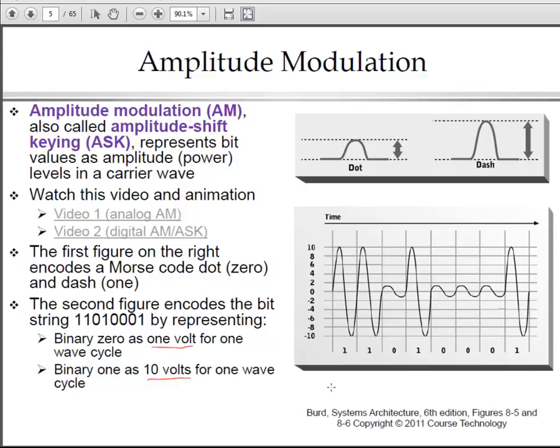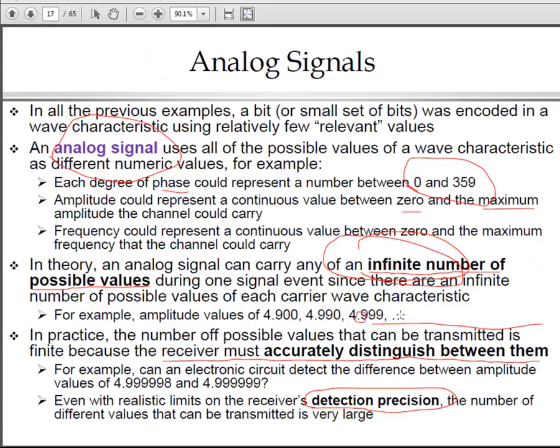Attenuation is going to drag voltage down. Distortion may drag voltage down somewhat. EMI may drag it down or push it up, depending on the nature of the voltage. So the bottom line is we wanted to send a binary 1, so we put 10 volts in for whatever fraction of a second this cycle represented. But what came out on the receiving end was something other than 10 volts. Okay. How do we deal with that in terms of receiver accuracy?